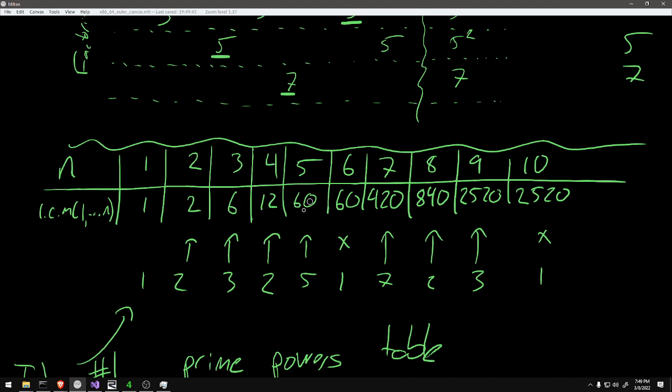LCM of 12 and 5 will give us 60. The LCM of 60 and 6 will give us 60, and so on, right? So this will just turn into a 20. Our final problem will just be to write a loop that for 20 steps computes the LCM of the previous, like the accumulator, and the next value in our iterator, right? So let's go and try to write that.